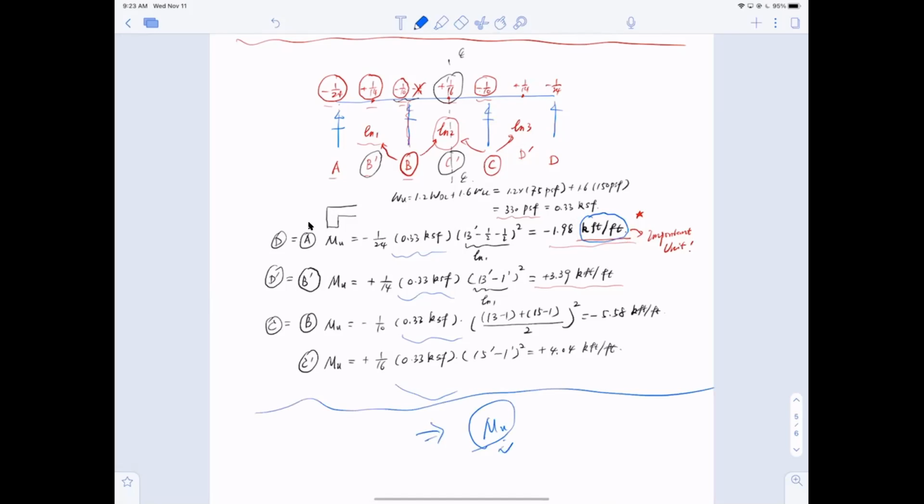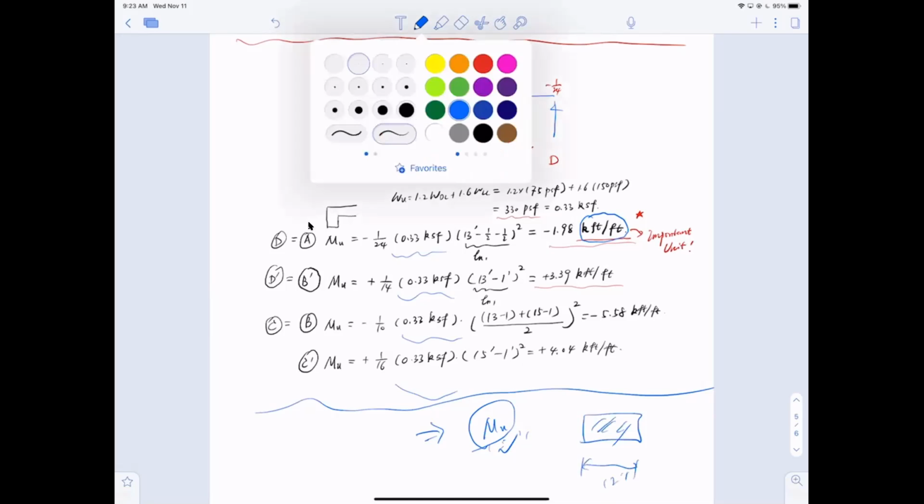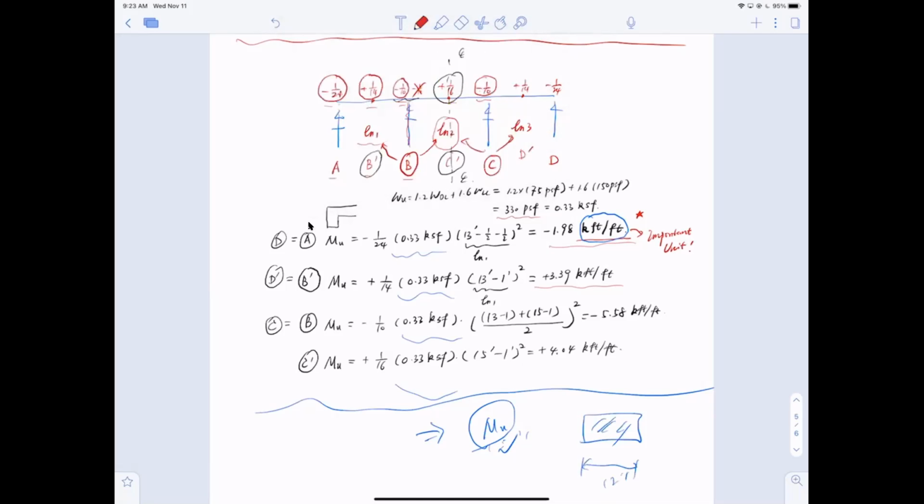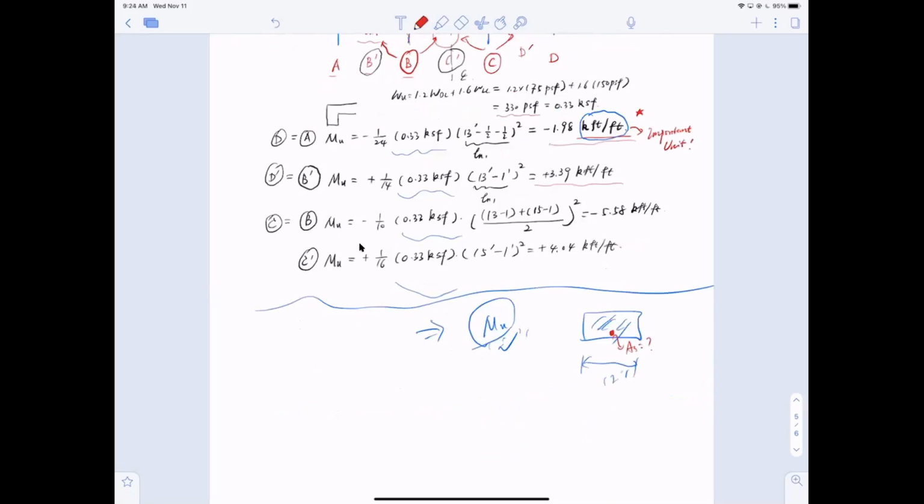We take this MU and we look at the cross section as a 1 foot, 12-inch strip, and we will determine what the reinforcement at the bottom is. What is the reinforcement at the bottom here? That is our issue.